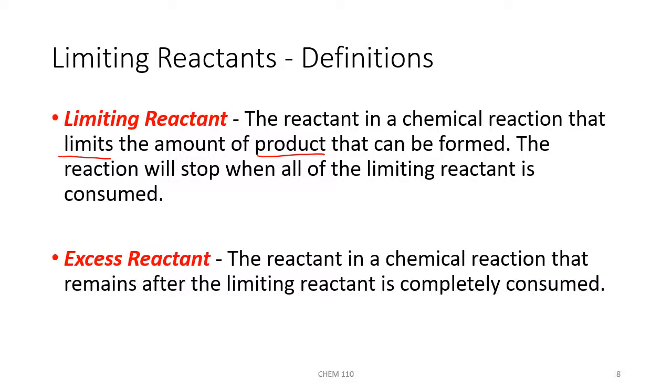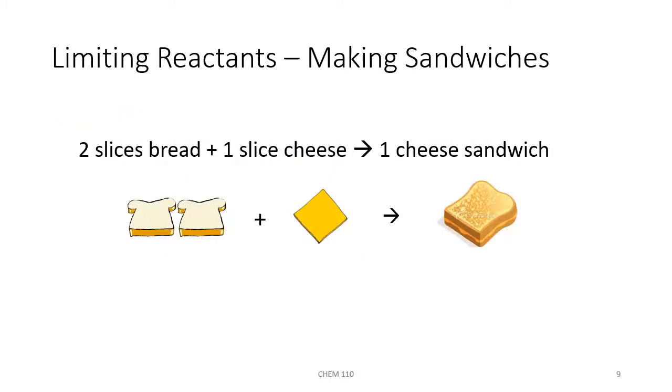Another reactant will be defined as the excess reactant. This will be the reactant that remains after the chemical reaction is over and the limiting reactant is consumed completely. The excess reactant will not limit the amount of product that can form because it won't all be used up. Some of it will be left over at the end.